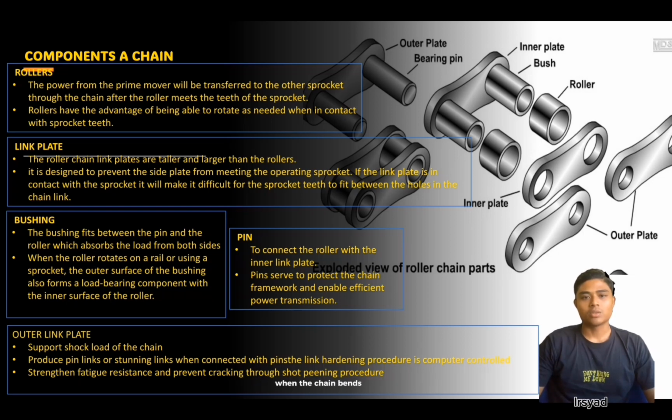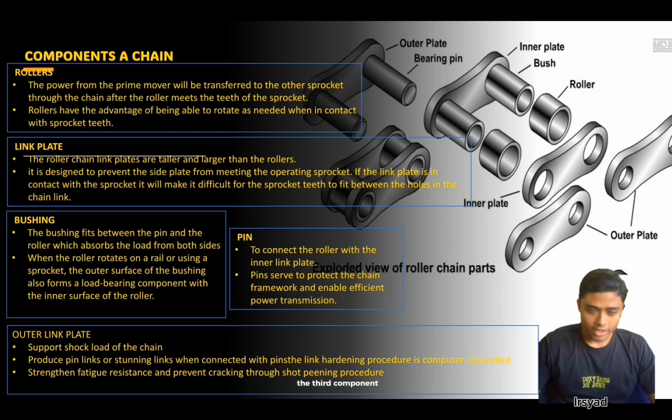When the chain bends during sprocket contact, it forms a load-bearing component with a bushing. Therefore, the pin must have strong tensile and shear strength, be resistant to bending, and also have enough resistance to shock and wear. The pin is an important component to keep the chain functional and intact. In short, if the pin is not on a chain, all the components that complete a chain will be dissolved.